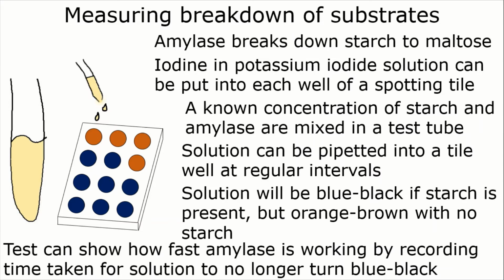And then we can look at changing some of the variables of the experiment. In this experiment, we could increase the concentration of either our enzyme, amylase, or our substrate, starch. We can look at it at different temperatures by keeping our test tube in a water bath and then pipetting out our solution, or we can look at changing the pH, so adding different types of buffers into our test tube as well.